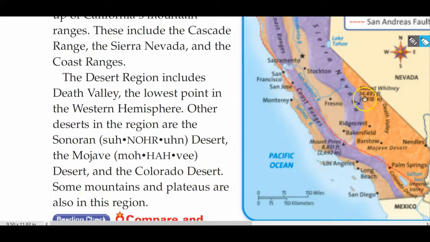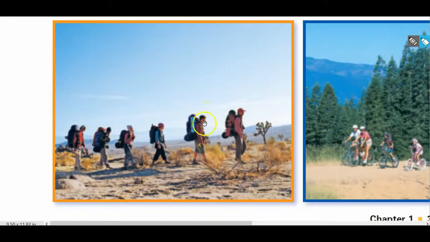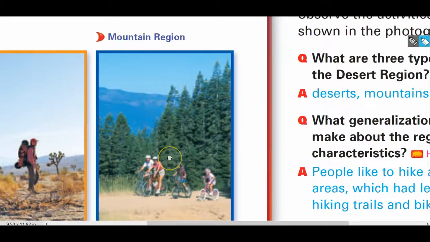And you can see all of these right here. Here's Death Valley. Mojave Desert is right here. Colorado Desert is here. Some mountains and plateaus are also in this region. Okay. Here's what the desert would look like, and here's what the mountain would look like.